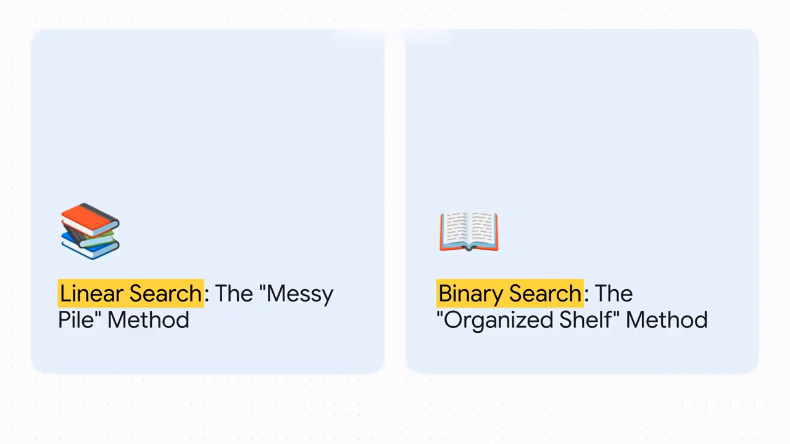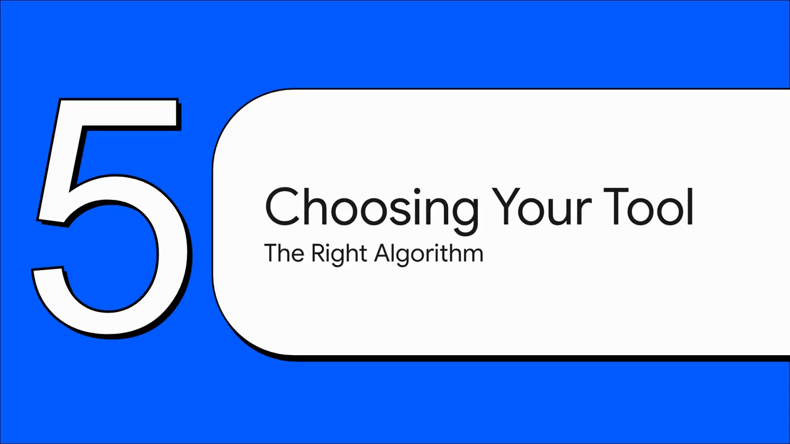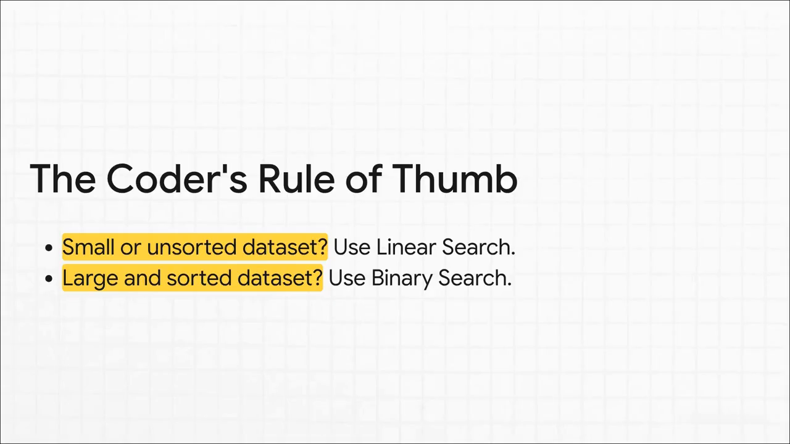Here's probably the simplest way to remember the difference. Linear search is you, rummaging through that messy pile of books on the floor. Binary search is you calmly walking over to a perfectly organized shelf and grabbing exactly what you need. So, as a programmer, or heck, even just as a curious problem solver, how do you decide which one to use? Well, the rule of thumb is pretty simple. For a small data set or one that's a jumbled mess, just use the reliable linear search. But for a large and sorted data set where speed is everything, you always choose binary search.